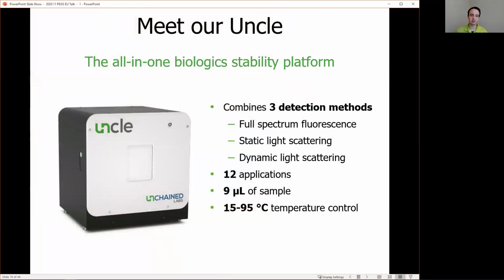So that brings us to UNCLE, which is the multimodal all-in-one biologic stability platform that has the right number of options to investigate and solve protein problems. This talk will look a little bit at how UNCLE combines 3 different detection methods, which are full spectrum fluorescence, static light scattering, and dynamic light scattering, across 12 applications using only 9 microliters of sample to help you understand protein stability.